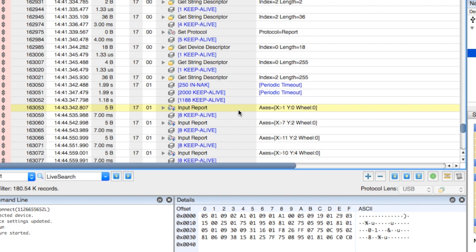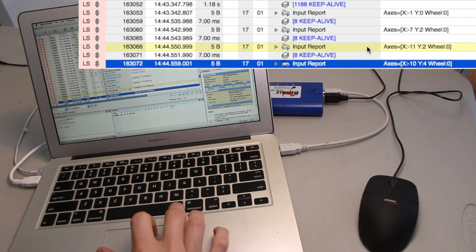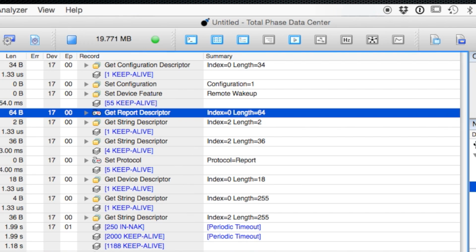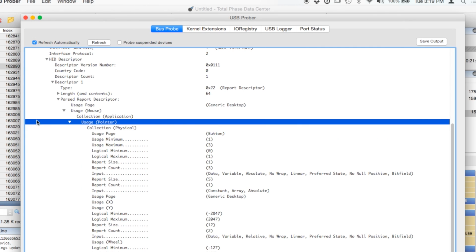In HID terminology, anytime the mouse announces that it's moved or that a button's changed, it sends back an input report. These input reports are the little 5-byte packets we saw earlier. When the HID driver is initializing, it requests this report descriptor binary blob, which is sort of like a code book for decoding the input reports. In this USB analyzer, the report descriptor is just showing up as a blob of binary instructions, but if we switch to a different tool like Apple's USB prober, we can get a parsed version of this report descriptor.